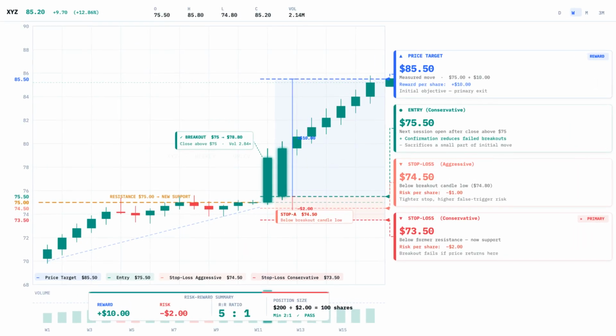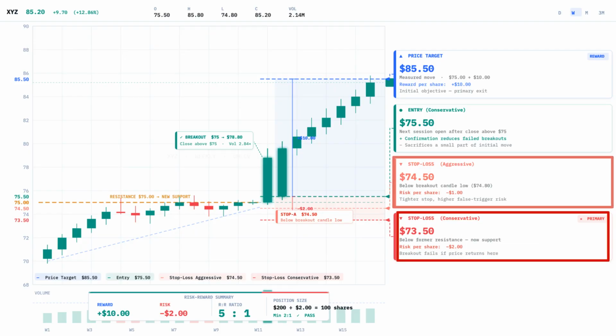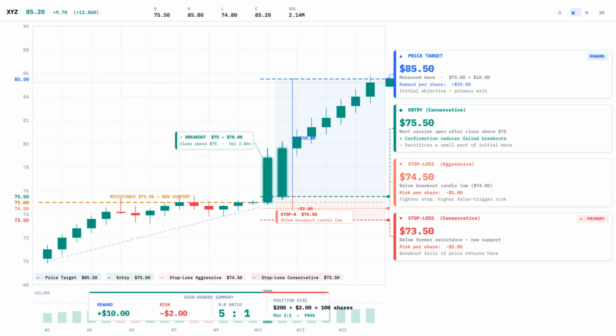The stop-loss defines invalidation, the point at which the breakout thesis is proven wrong. Standard placement is below the breakout candle's low for aggressive entries, or below former resistance, now support, for conservative entries. If price falls back beneath that level, the breakout has failed. Position sizing must be derived from risk, never the reverse. If the distance from entry to stop is $2 and the maximum acceptable loss is $200, the position size is 100 shares. Risk determines exposure.